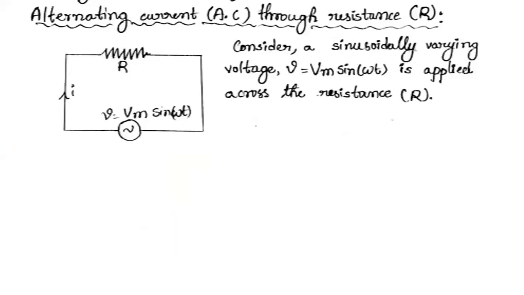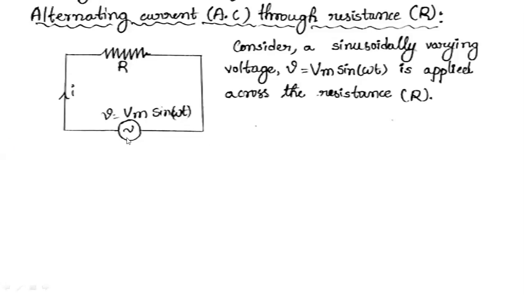Today we are going to discuss alternating current (AC) through resistance, AC through pure resistance. First of all, we have already studied the basic elements, RLC circuits. Now I'm going to apply this to the pure resistor. This is the resistor R.